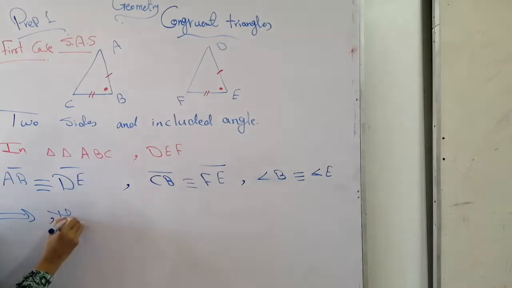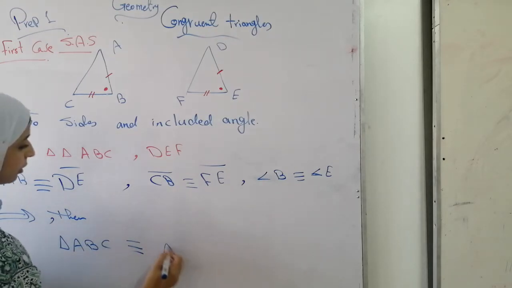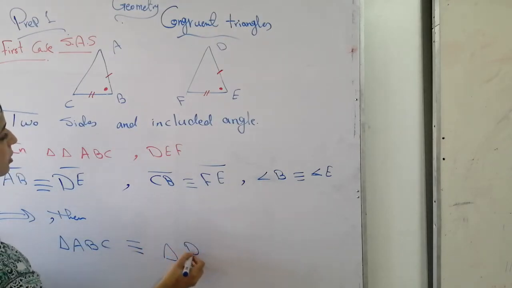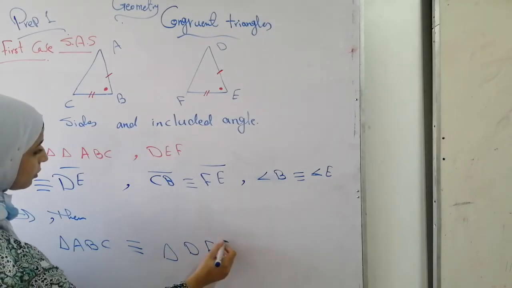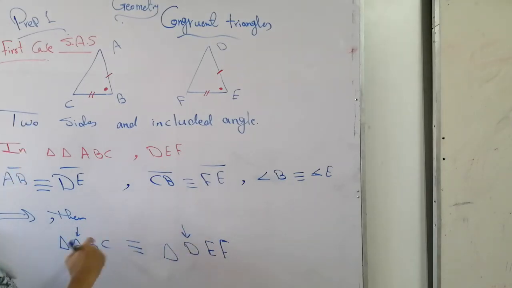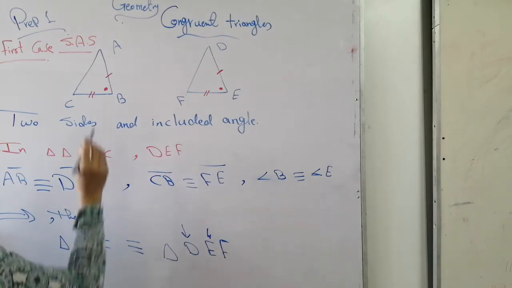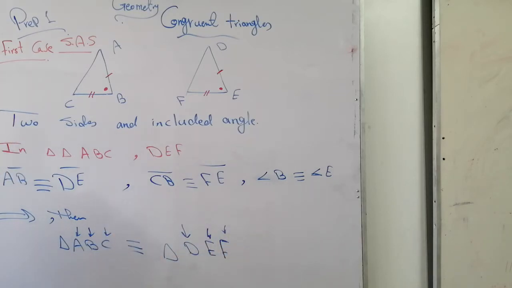Then these 2 triangles, triangle ABC is congruent to triangle DEF. The corresponding angle to angle A is angle D, the corresponding angle to angle B is E, and the corresponding angle to angle C is F. If I have these 3 elements, I will say directly that these 2 triangles are congruent.